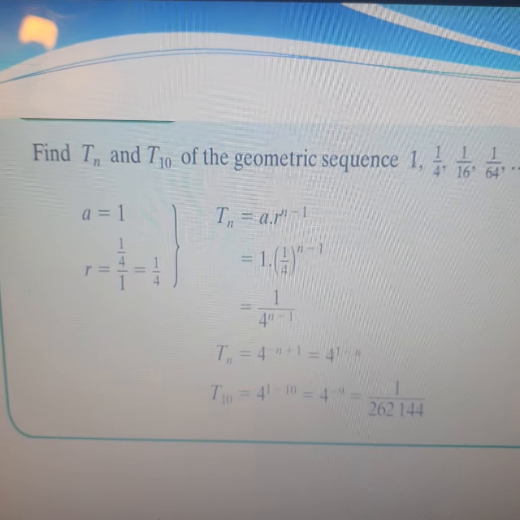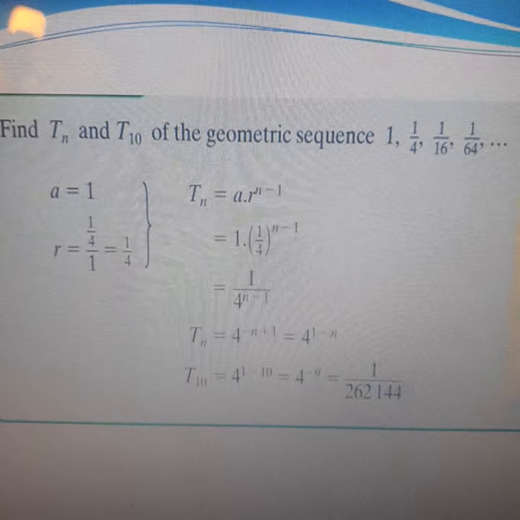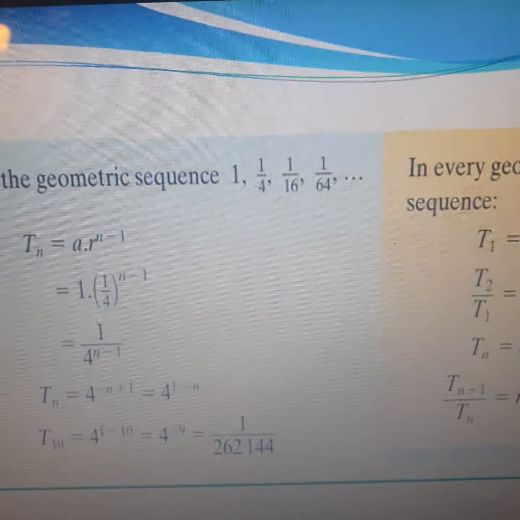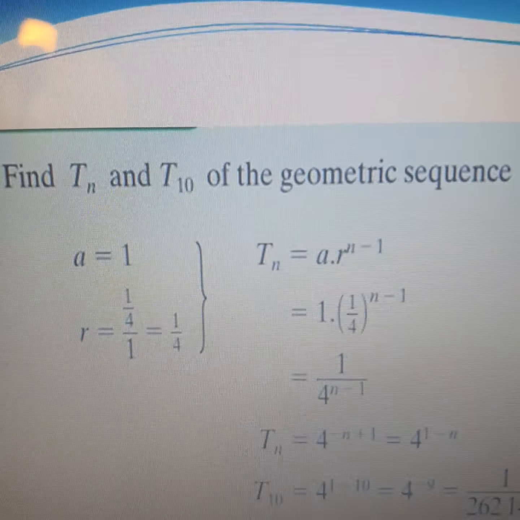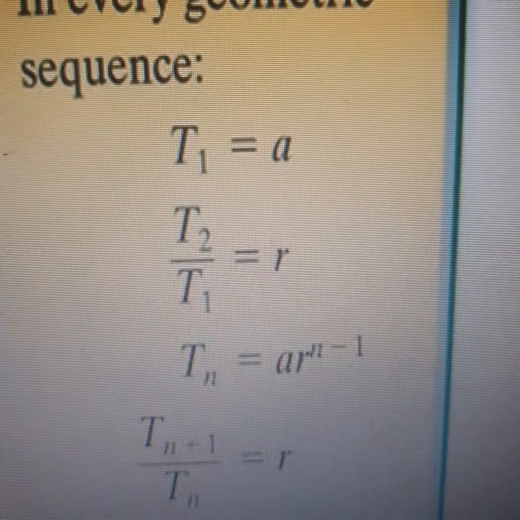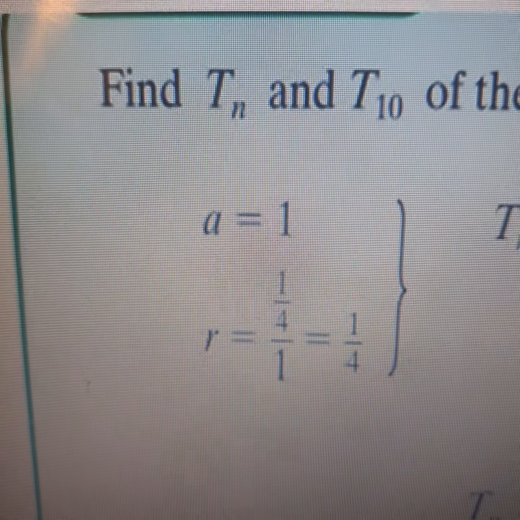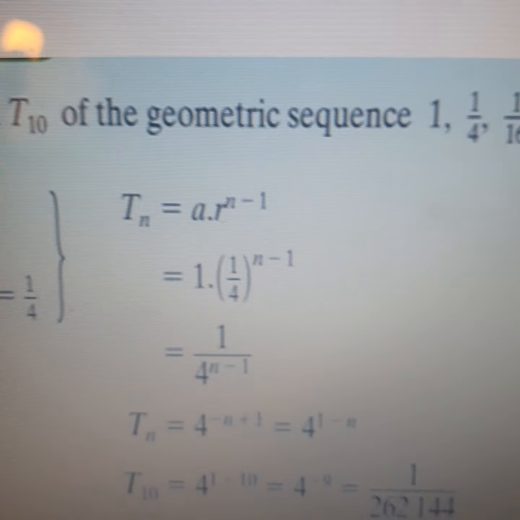Okay, so what's this question asking us? It's saying find Tn and T10 of the geometric sequence 1, 1/4, 1/16, 1/64. So Tn then, let's set up, right? So we have our formula for Tn. We need A being the first term, R being the common ratio.